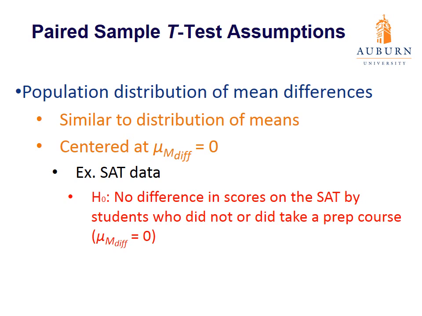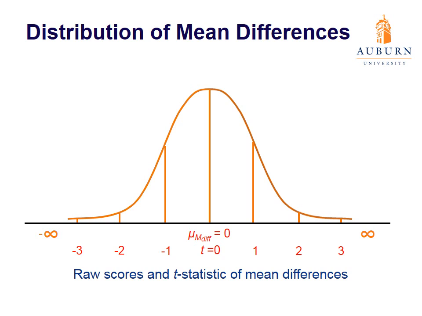And so our distribution of mean differences will be centered at 0. So here is what our distribution of mean differences would look like. Again, it looks like our other distributions. It's a normal distribution. It's unimodal. It's symmetrical. It has two tails. It's bell-shaped. So just like our other distributions, the only difference is that it's centered at a mean difference of 0 in the population.